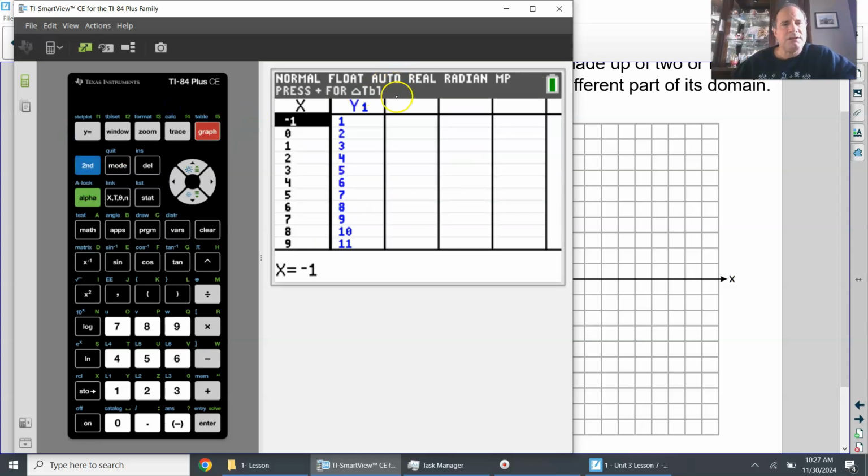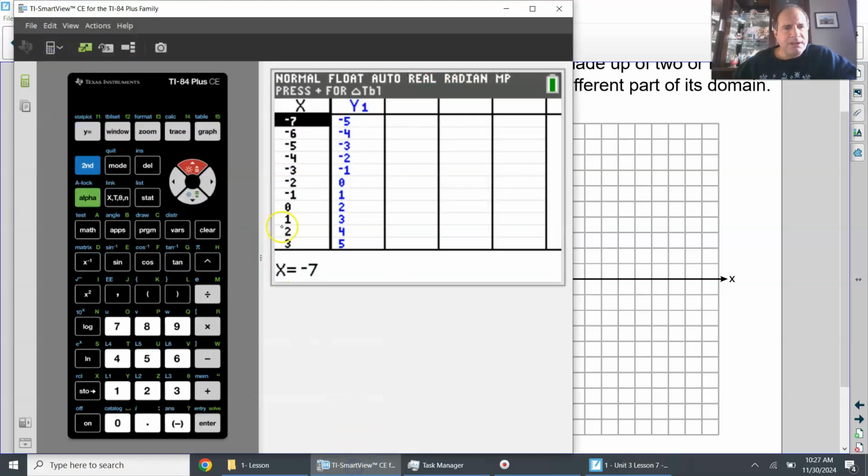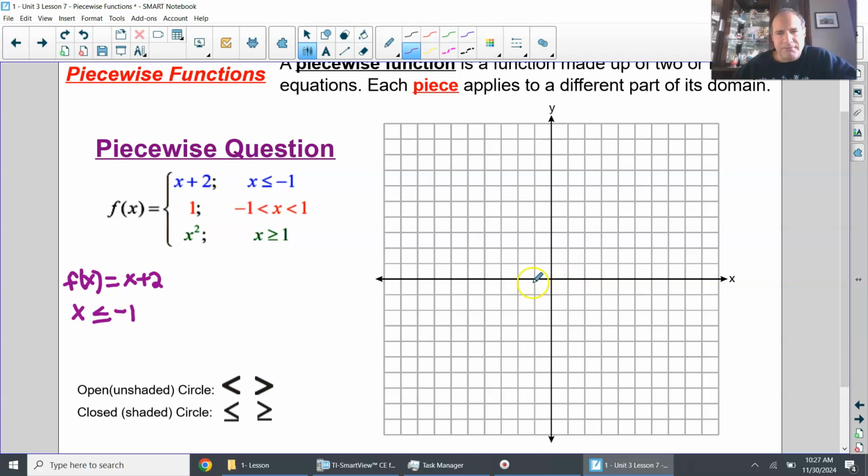We press second function graph, which brings up the table. We have x less than or equal to -1, so we're going to go down to -1 here. So -1, 1 is our first point. And since it is less than or equal to, this is a closed circle.